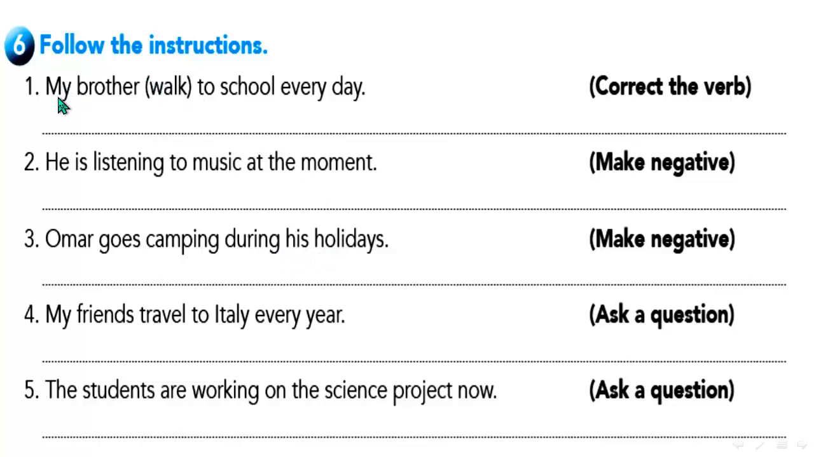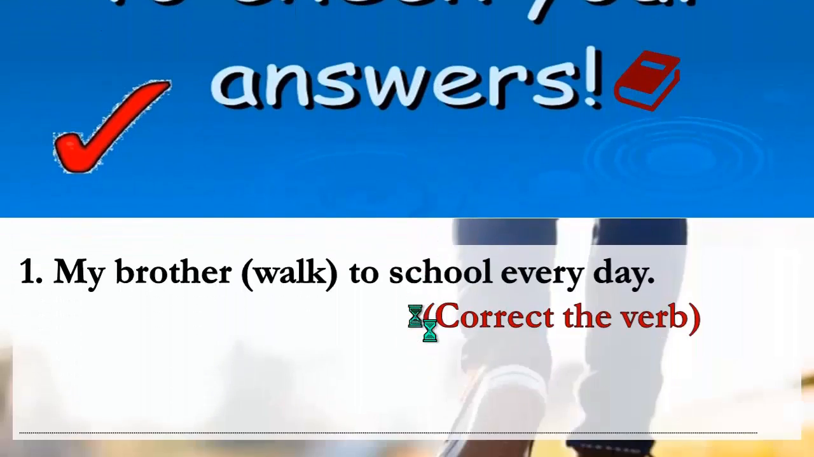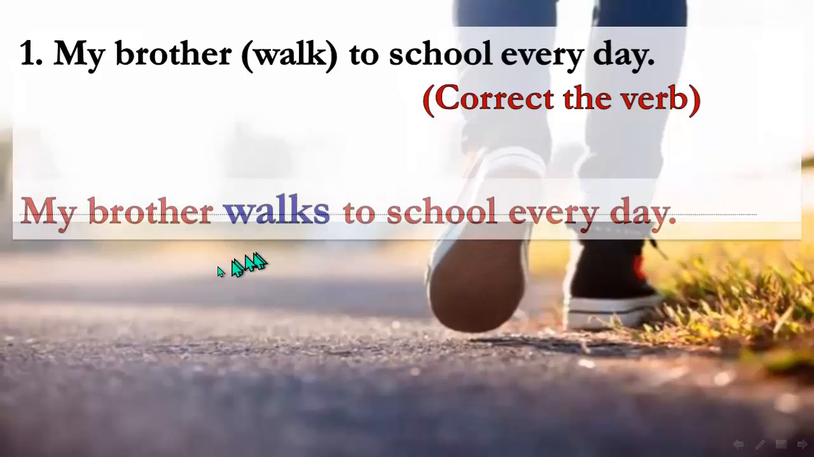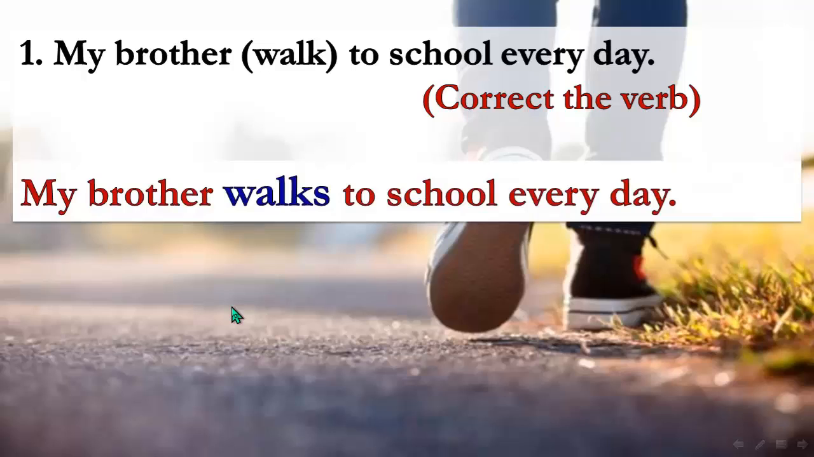Let's read them and correct, or make a negative, or ask questions. Okay? Number 1, let's read together. My brother walks to school every day. Here, the first instruction, correct the verb. So, how can we correct the verb? Walk. The tense here, every day, is present simple, right? So, if the subject is singular, we have to add s to the verb. So, look at the answer here. Let's check it together. As you see here, the answer will be my brother walks to school every day.